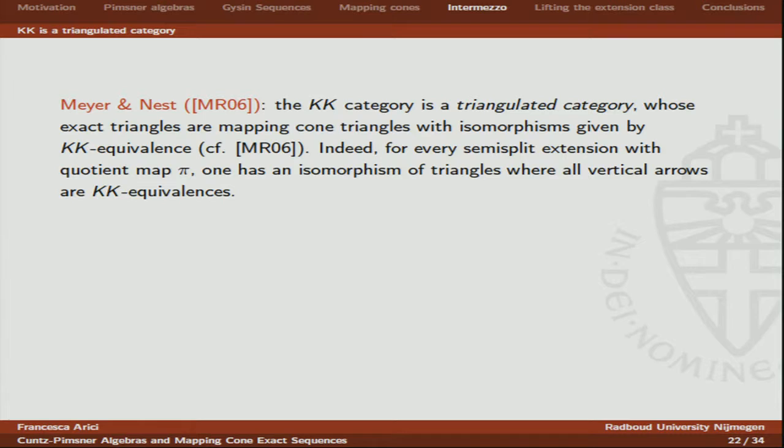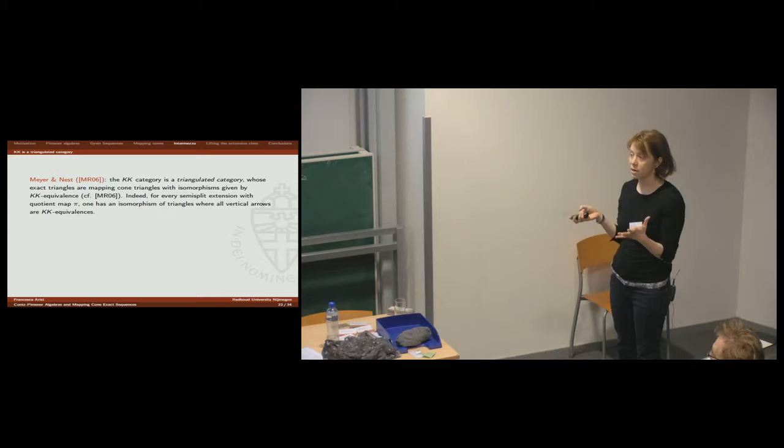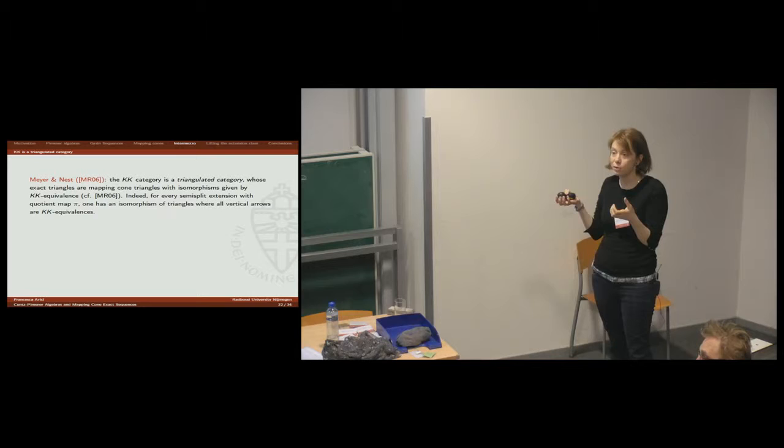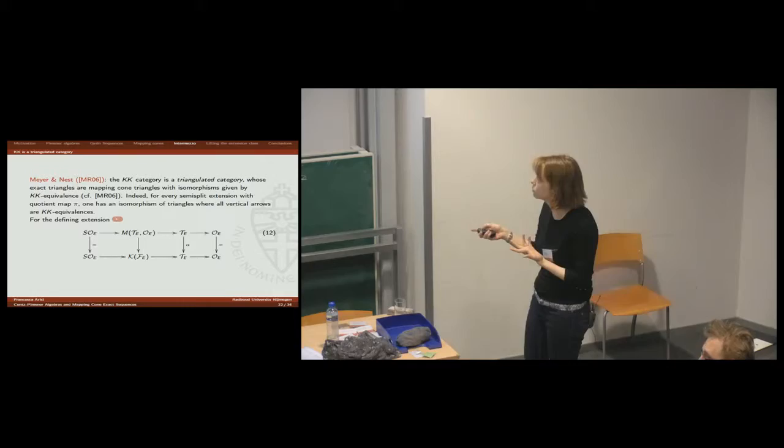So what they proved is that the KK category is a triangulated category, and the exact triangles in this category are mapping cone triangles, meaning that every exact triangle is isomorphic, in a notion that I will tell you now, with a certain mapping cone triangle. And in particular, the mapping cone triangle is the one that I showed you before.